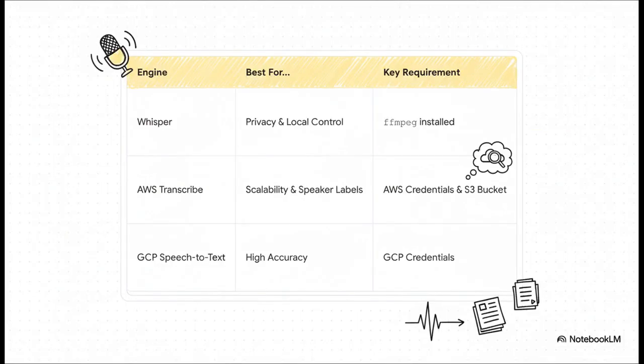That's it. And this is where you get some real freedom. Want to keep everything totally private on your own machine for free? Use Whisper. Need to process a massive amount of audio and figure out who's speaking when? AWS Transcribe is perfect for that. Or are you chasing the absolute best accuracy you can possibly get? Go with Google Cloud. You get to pick the exact right engine for your specific job.